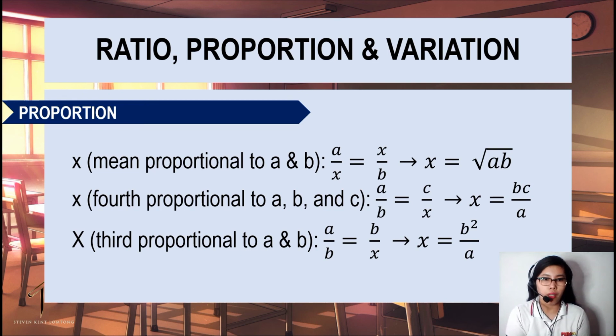Then, x, the mean proportional to a and b, can be calculated as a over x is equal to x over b, or x is equal to the square root of a multiplied by b. Then we have x proportional to a, b, and c, which was in the previous slide: a over b is equal to c over x, and x is equal to bc over a. Then for a third proportional to a and b, a over b is equal to b over x, so x is equal to b squared over a.